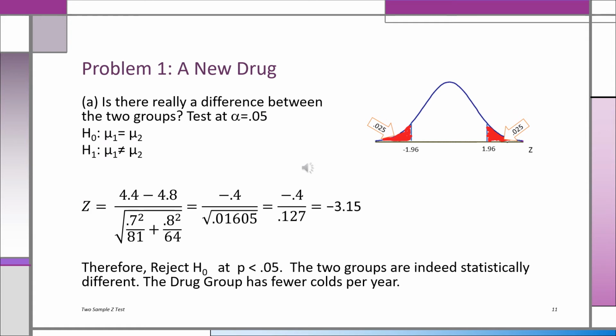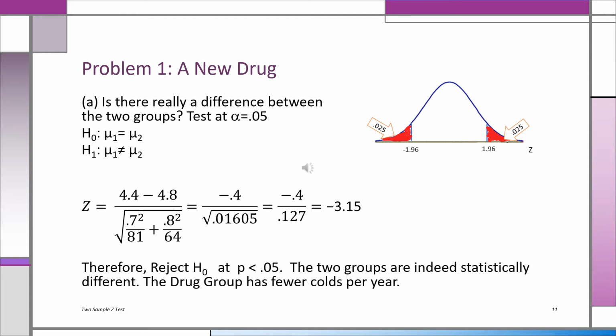As you can see, we set it up. H0 is mu1 equals mu2, another way of saying no difference, and H1 is that mu1 is not equal to mu2. Okay, and now we have the Z formula. So we take 4.4 minus 4.8 over the square root of 0.7 squared over 81 plus 0.8 squared over 64. When you do all the arithmetic, you'll end up with minus 0.4 over 0.127, which is negative 3.15. Clearly, that's in the rejection region. Notice anything to the left of negative 1.96 is going to be significant.